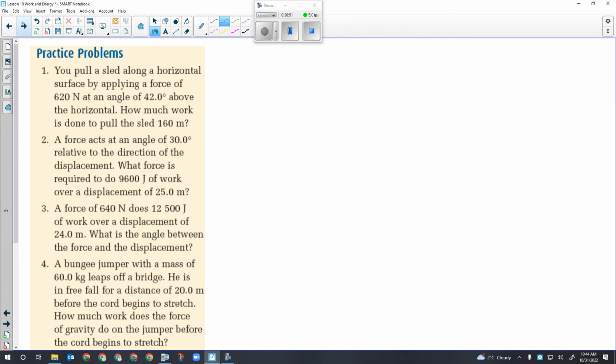Okay, I would like you guys to try question 1 and question 2. Simple work problems like this. They're just like work is F cos of theta times D. They're simple ones. So we'll start with those, and then we'll go to some true work energy theorem questions.